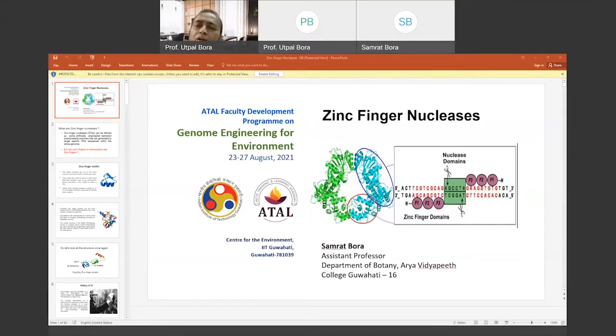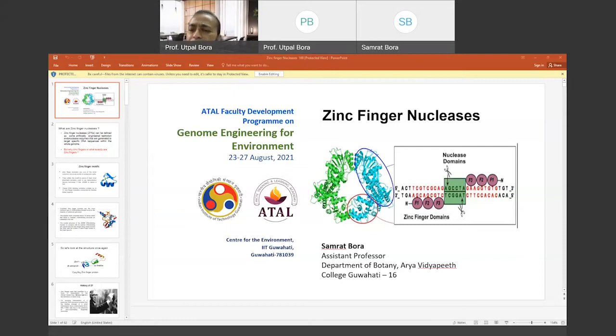What are Zinc-finger nucleases? They are artificially engineered restriction endonuclease enzymes, which are generated to target specific DNA sequences within the whole genome. Specific DNA sequences of our interest, not those DNA sequences that are recognized by the normal type of restriction enzymes.